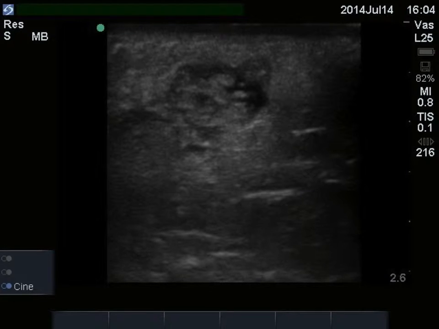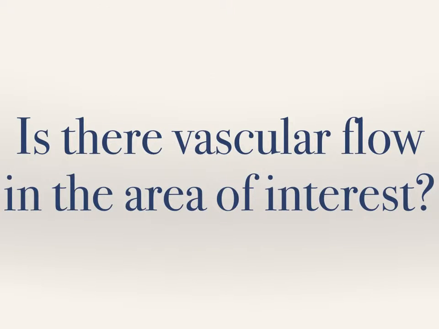In the case of this actual patient, they had been on cephalexin for 2 days without any improvement. I had switched them to clindamycin and they were going to follow up as needed. Now the final question that we are asking is there vascular flow in the area of interest? And this is probably the most important if we are considering actually poking that area.